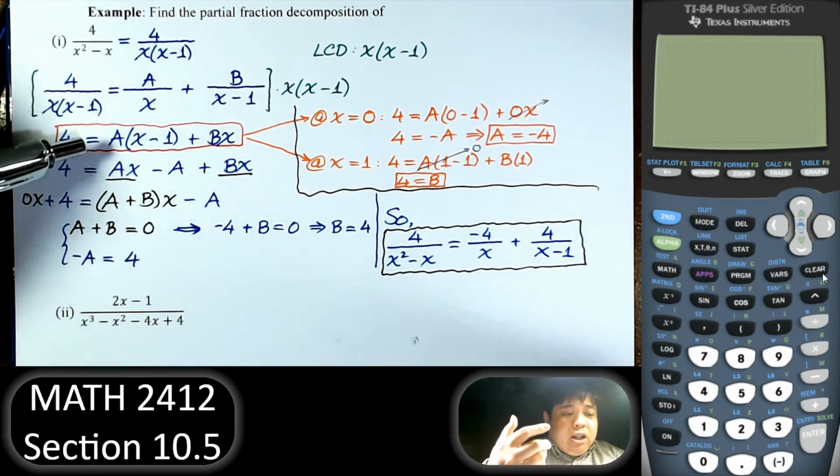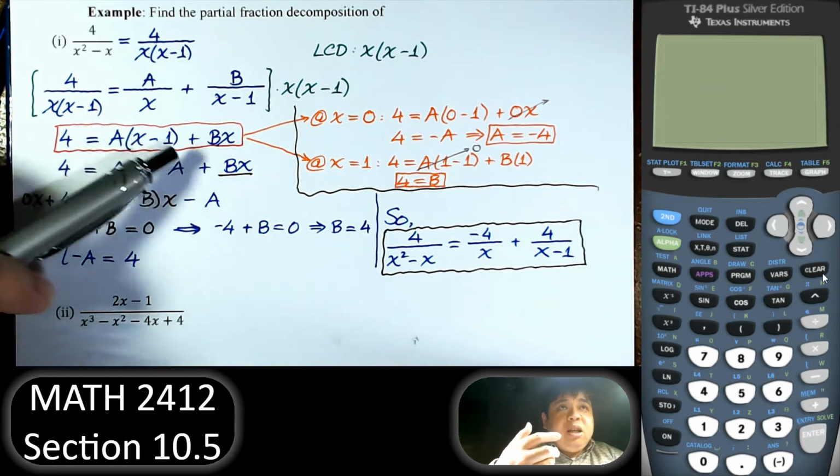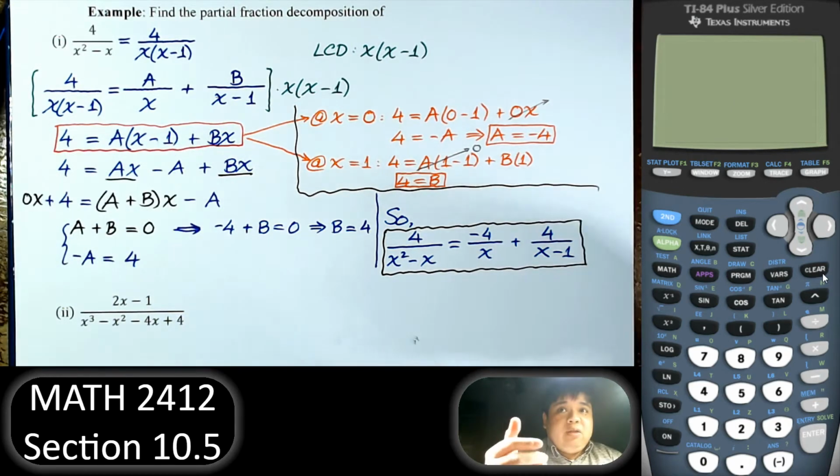So when the denominator has simple factors, we do that. It's linear factors. If it is quadratic, it might be a little bit complicated.